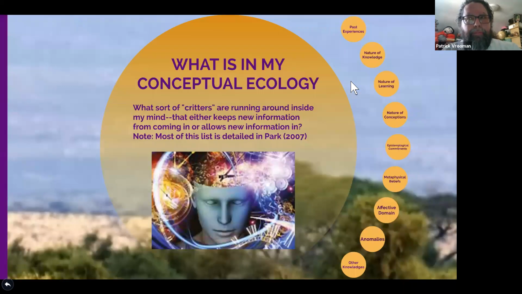So, what are these critters? And if you look over here, there's 9 different kinds of critters that those science ed people said are in our conceptual ecology. They came up with 9. There's probably more, and each one of these 9 have sub critters, you know, smaller versions of them, right? And so what are all these things that are running around in our brains? Okay. And I'm not going to talk about every single one of them. I'm going to focus on a few of them.